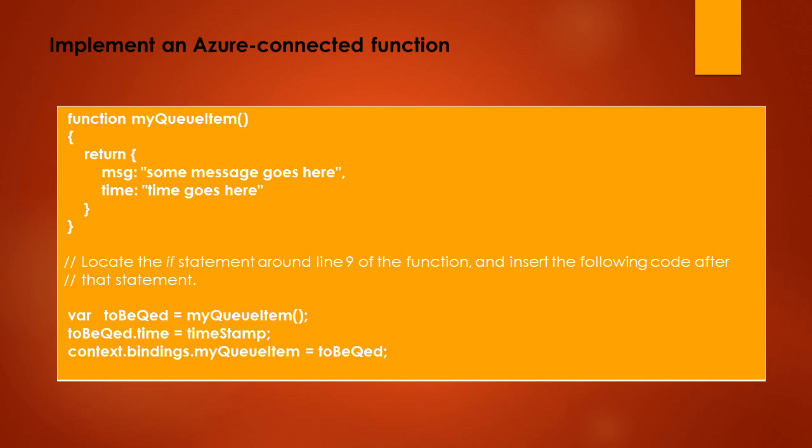Back in the develop tab, append the following code to the function. Locate the if statement around line 9 of the function and insert the code shown after the double slash on the current screen. This code creates myQueueItem and sets its time property to the current timestamp. It then adds the new queue item to the context myQueueItem binding. Click save and run.